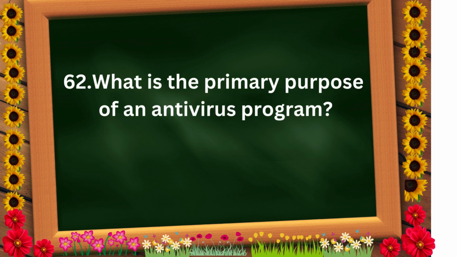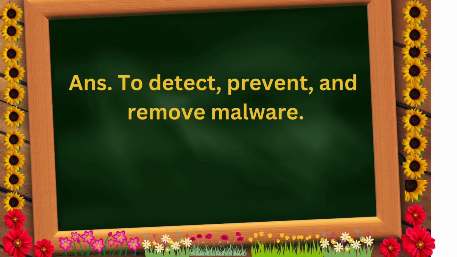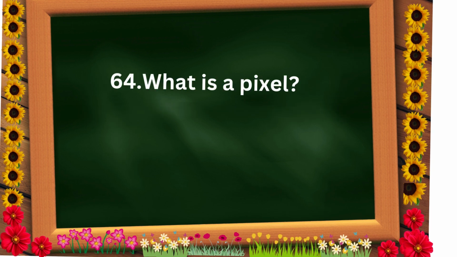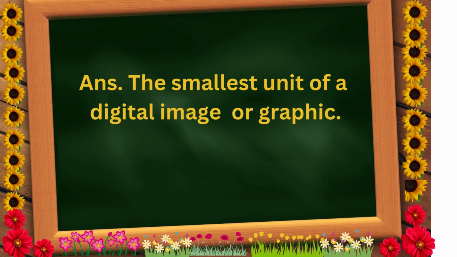What is the primary purpose of an antivirus program? To detect, prevent, and remove malware. What is a backup? A copy of data stored separately to prevent data loss. What is a pixel? The smallest unit of a digital image or graphic.